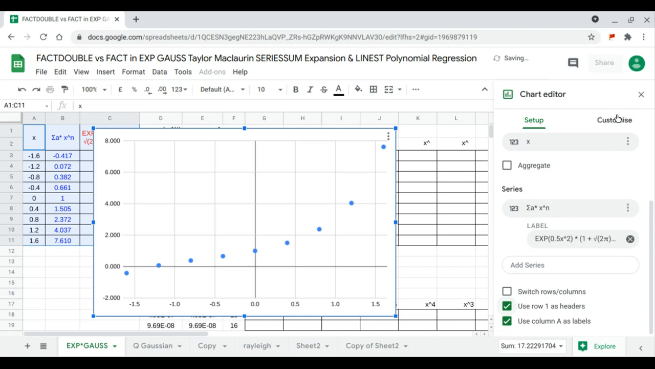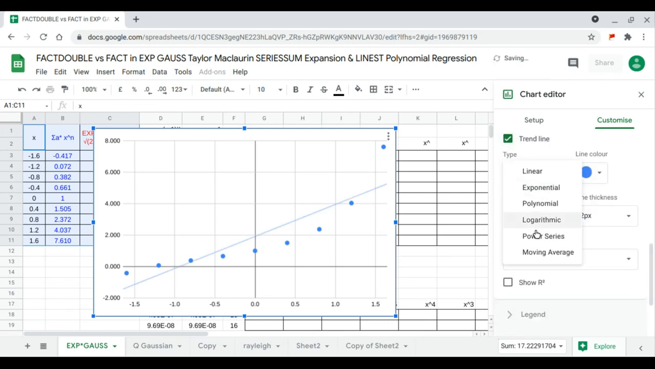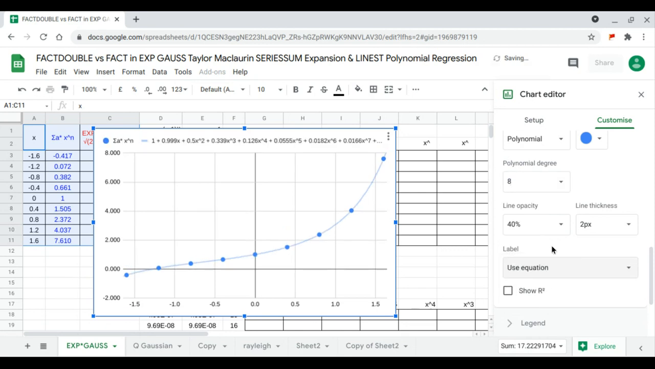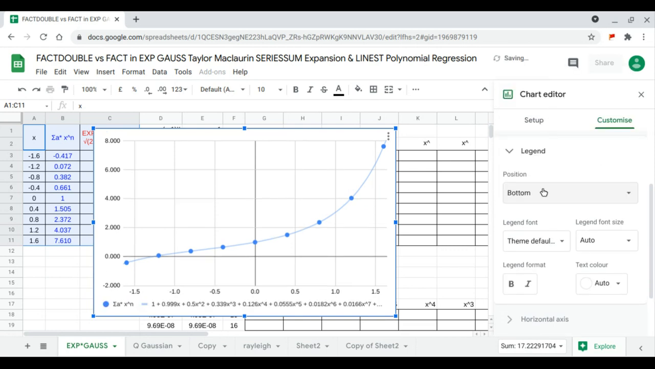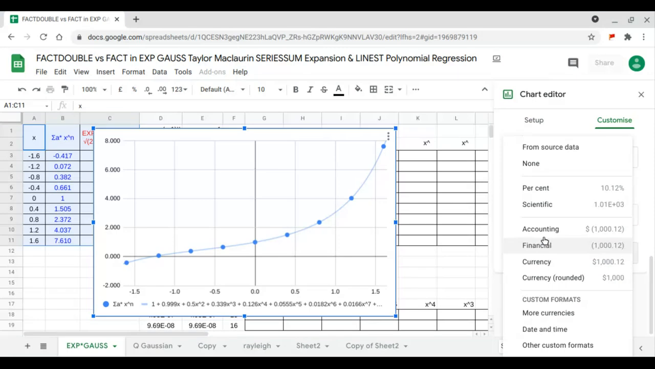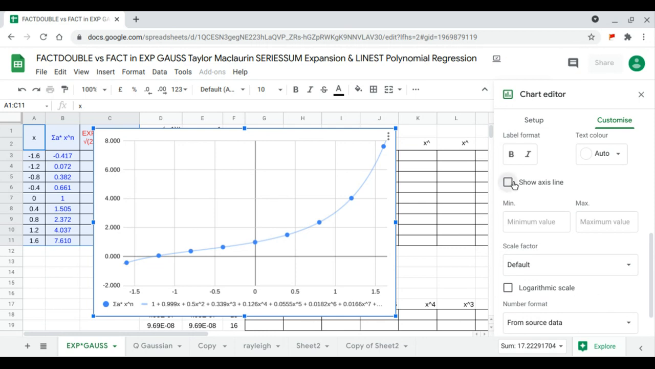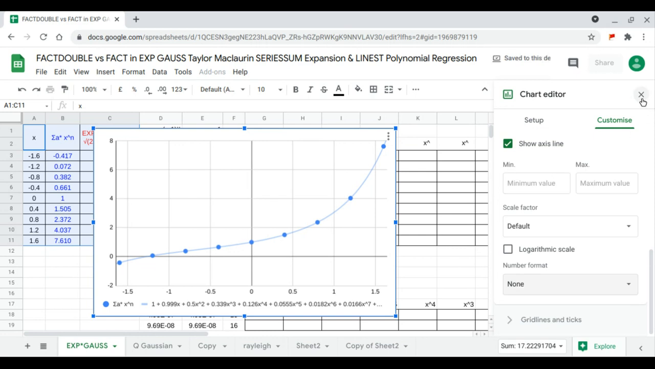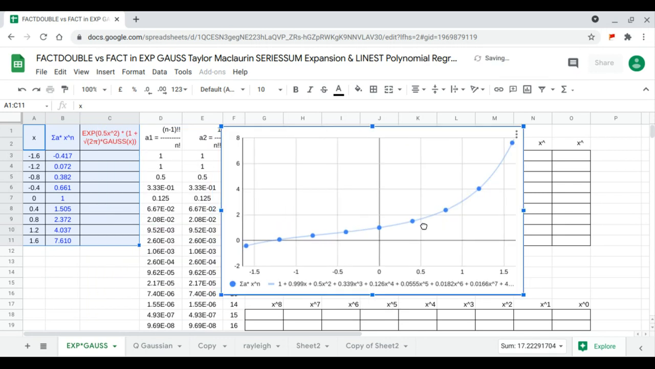Use row 1 as header, series, trend line, polynomial to the 8th degree, the label, use the equation, the legend, position at the bottom. For the horizontal axis, number format, none. For the vertical axis, show the axis line. And the number format, none. Now we have enough space. So here we have the trend line and the polynomial to the 8th degree.